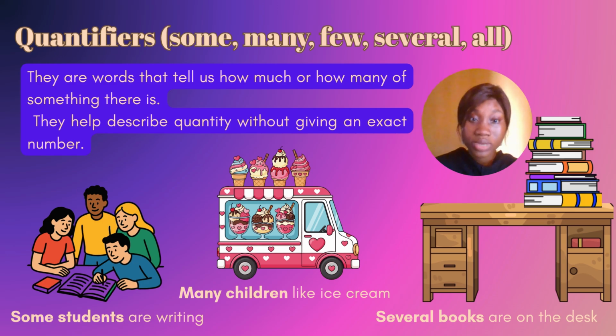Example, some students are writing. You don't know the exact number of students that are writing, but some students are writing. Now, many children like ice cream. Many children all over the world like ice cream. You can't possibly count that. So you can use quantifiers for things that you can't really count. So many children like ice cream.